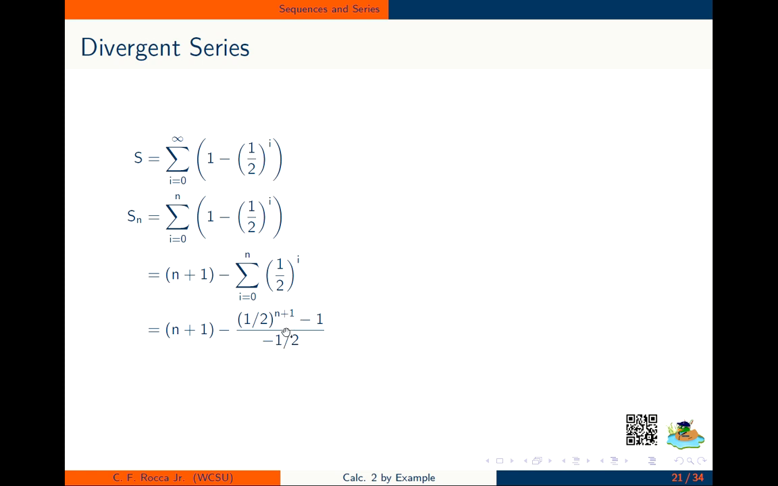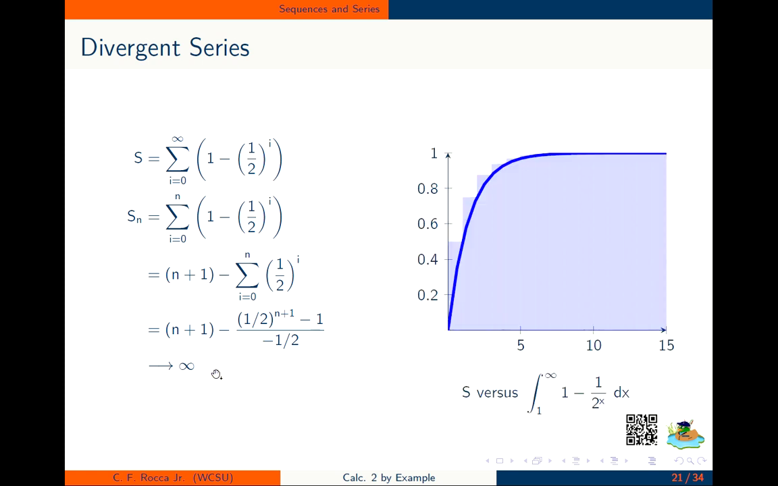When we take the limit, this is going to be infinite because the first term goes to infinity and the second term does not. The second term, in fact, will go to 2. And so this partial sum, as n gets larger and larger, goes to infinity. That means that the series diverges.